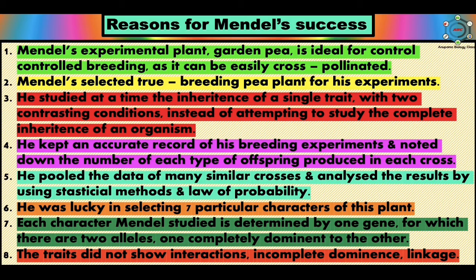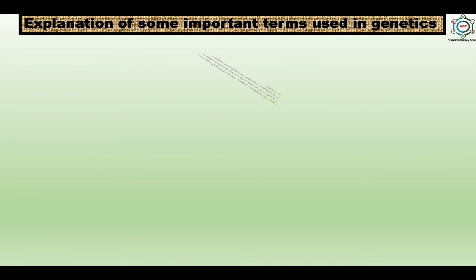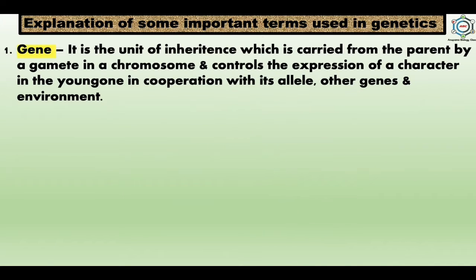So, the principles of heredity laid down by Mendel are not found to be applicable in a complete cross of inheritance, and also with slight modifications. The study of Mendel's law of heredity is called Mendelism. Now, the explanations of some important terms that are used in genetics, in which the first one is gene.